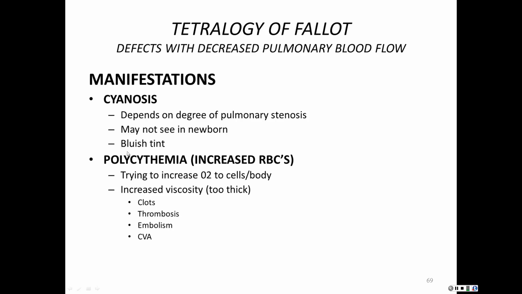One of the other things we see is called polycythemia, which is an increase in the number of red blood cells. That's there because we're trying to increase the amount of oxygen carrying cells to get oxygen to the body. But this has a problem of its own. With this increased number of red blood cells, we see an increased viscosity of the blood, so it's very thick, which can cause problems with clotting, thrombosis, embolism, and strokes, CVAs. So that is a big problem with these children.